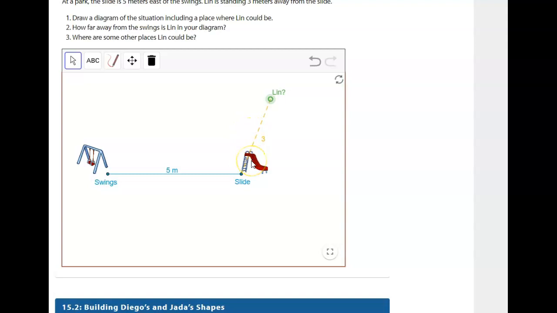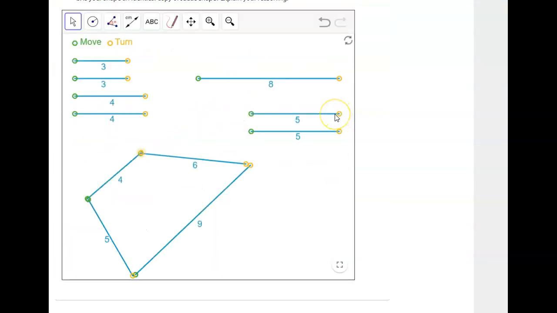Now let's look at building Diego and Jada's shapes. Diego built a quadrilateral using side lengths 4 inches, 5 inches, 6 inches, and 9 inches. Build such a shape. So without using a ruler, see if you could do that. Now if we use a ruler, we could be more precise here and we'll see some things. So take a look at my picture here. So here, 4 inches, 5 inches, 6 inches, and 9 inches. Could I use these 4 sides and still have a quadrilateral? Or would it look identical to this?